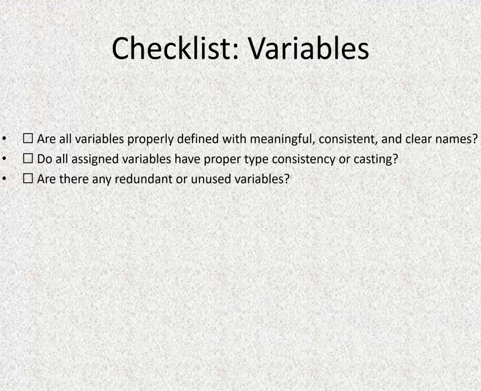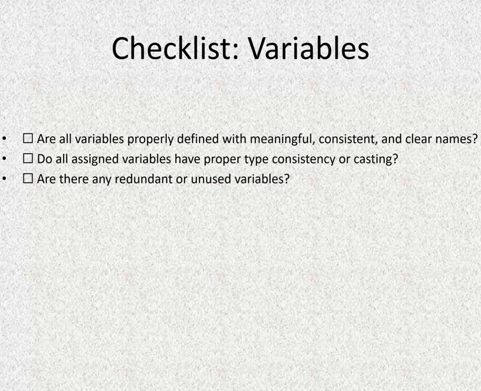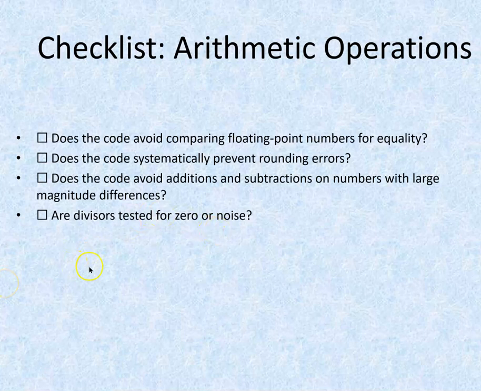Now let's go back to the checklist. So, yes, all the variables have meaningful, consistent, and clear names. All the same variables are consistent. And no, there are no redundant or unused variables. Now we're gonna go through the arithmetic operations of the checklist.